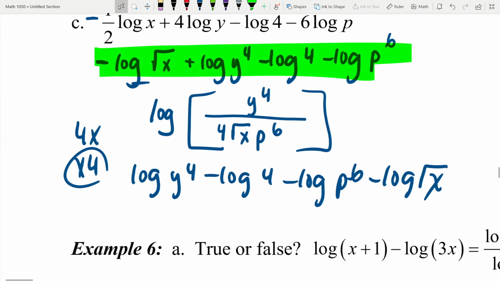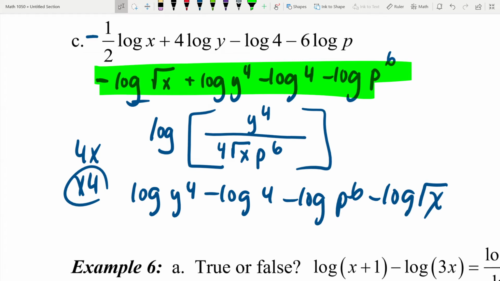So why did the one have a negative? I just changed the problem. I changed the problem because I wanted to throw you a little curveball. What if it was p raised to the negative 6? How about that? Don't change the sign. Just pull the number. Okay? Is that good?